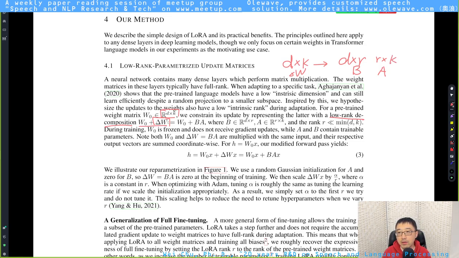And in this way, you can see the number of parameters needed to be adapted changes from D times K to D times R plus R times K. And suppose R is significantly smaller than D or K, so you can see this is much smaller than D times K. And this is how these authors reduce the number of parameters that need to be adapted or changed during the fine-tuning. And this is how they are able to control their fine-tuning to be very fast, because they don't have to adapt a lot of parameters. And this is straightforward, right?